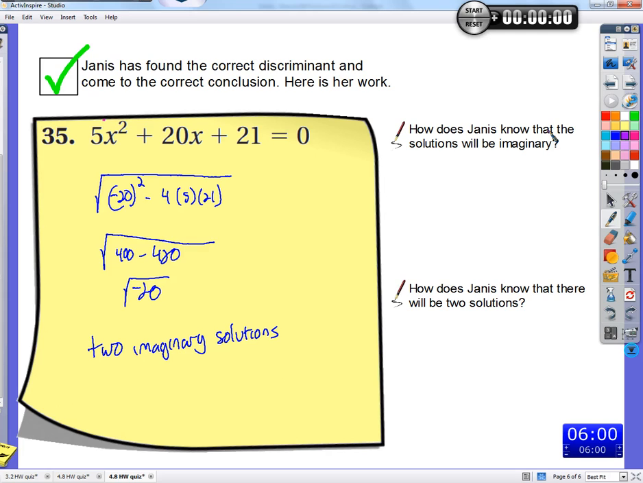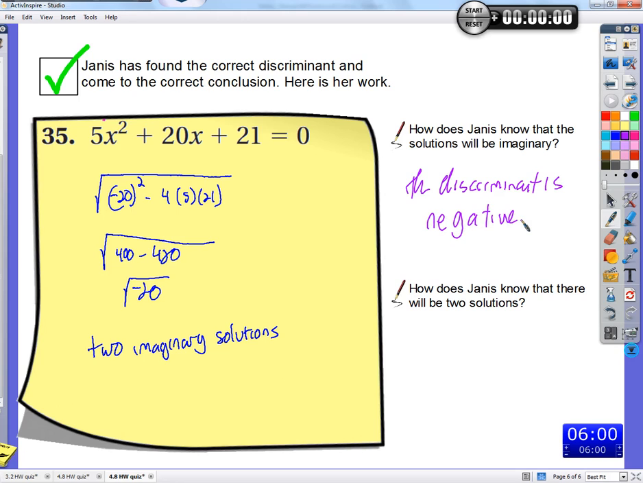You've got a square root of a negative. That's not a real number, that doesn't really work. But if we use imaginary numbers, that'll work. So we get imaginary solutions. So the discriminant is negative.